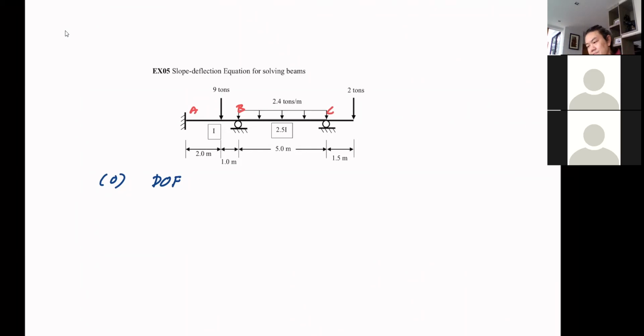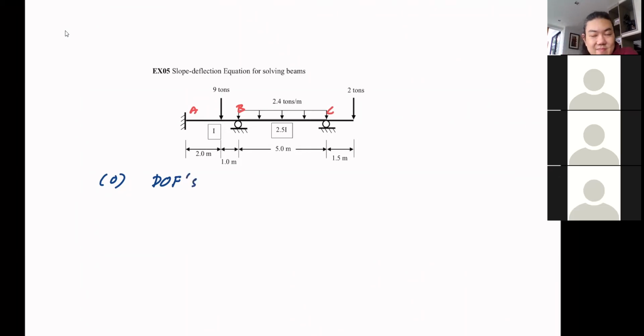How many degrees of freedom, folks? Can anybody tell me? 2. Okay, they are? Can you say what they are? Those two? Okay. Zeta B and Zeta C. Okay, good. Zeta B and Zeta C, they are your two unknowns. Very good. So now we have established that. We know we have to construct two equilibrium equations, right?